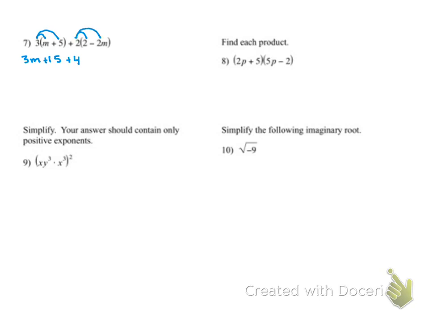Positive 2 times negative 2m. Positive times a negative is a negative. 2 times 2 is 4, and then we have that m there. So now we got to look for our like terms, starting with our highest exponents first. Right, and variables, these exponents are 1. 1 happens to be the highest, so we have negative m, and then we have 15 plus 4, those are like terms, plus 19. That's our final answer there.